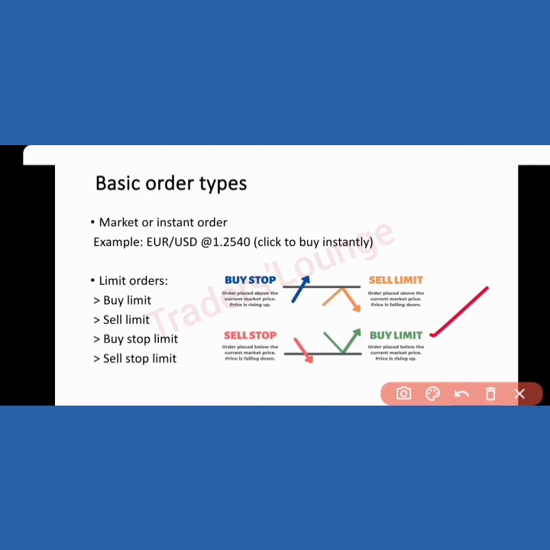Buy limit means the order that is placed below the current market price, and the market is what? The price is rising up. Now let me give you a very good example. Let's assume you open the pair EUR/USD now, and the market is going down. The market movement at that time is going down.